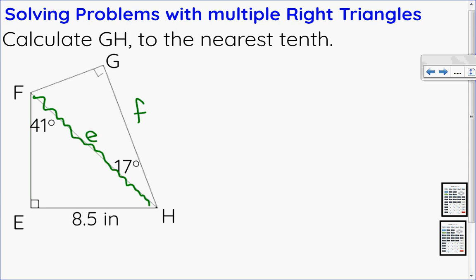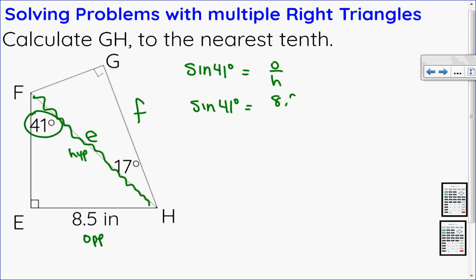the bottom triangle. So looking at my angle, I have a 41-degree angle. This side here is opposite. This side here is hypotenuse. Well, using SOHCAHTOA, I know that sine uses opposites and hypotenuses. So let's write this out. Sine of 41 is equal to opposite over hypotenuse. So sine of 41 is equal to opposite 8.5 over hypotenuse, which is E.